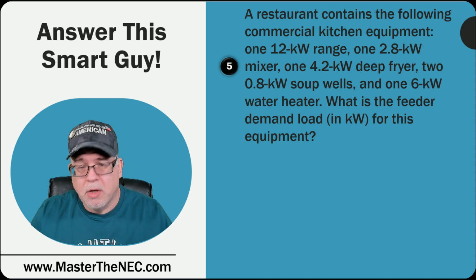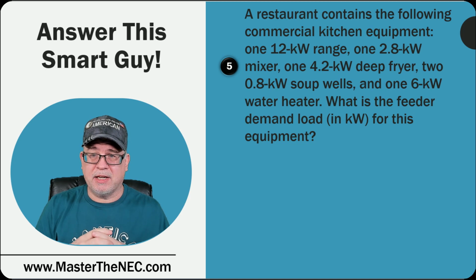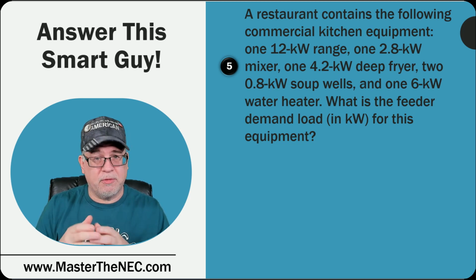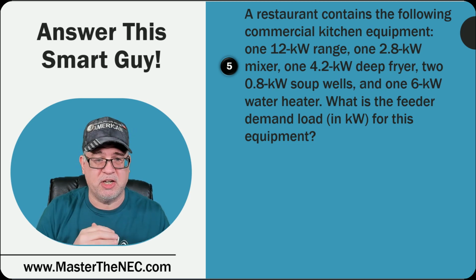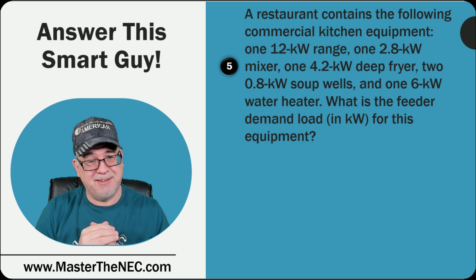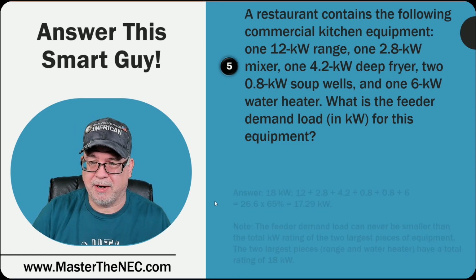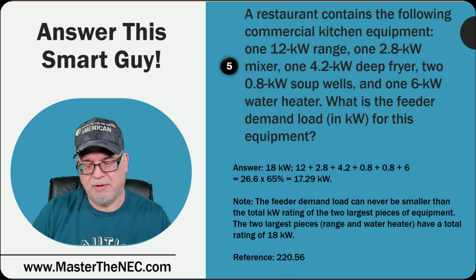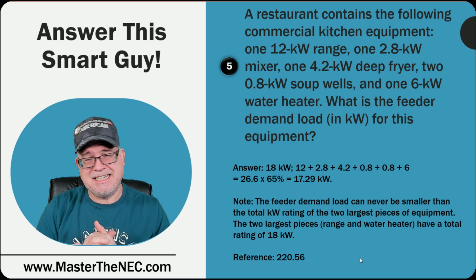Okay, so take time, figure this question out. And again, we're making sure what the load is on a feeder that's going to be supplying all of these pieces of kitchen equipment. So do you know the answer? If not, you need to look at the Fast Trax program because we're going to explain it. So if you calculated all this out, you'll know that it's 18 kW.